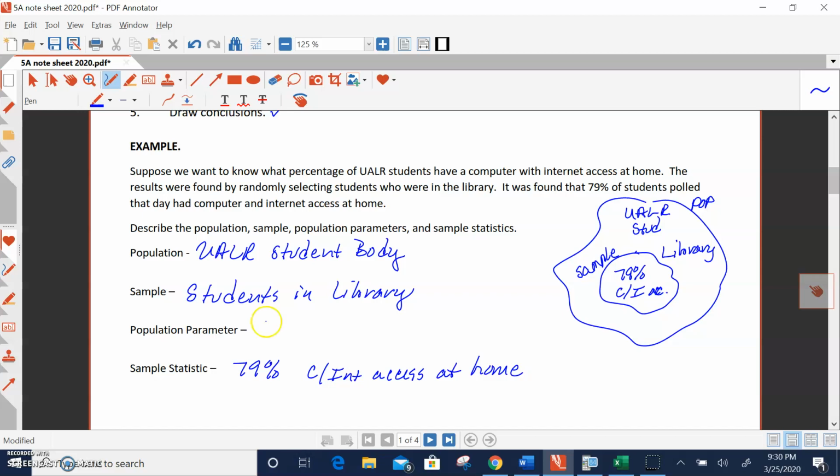The population parameter is basically what we want to know about the population, and what we want to know is the percentage of students with computer internet access. So the sample came up to be 79%. If that is a true unbiased sample, then we could say the population is 79%. 79% of all students, not just the students in the library, but 79% of all students have computer and internet access at home. Population, sample, statistic. Those are the guys we're after.